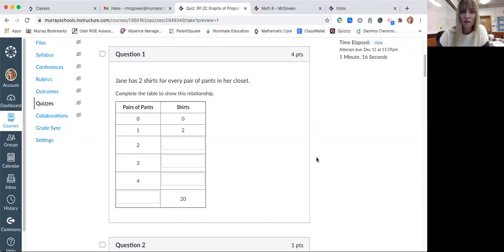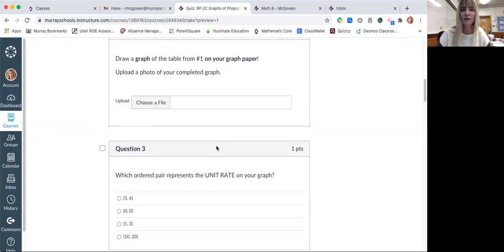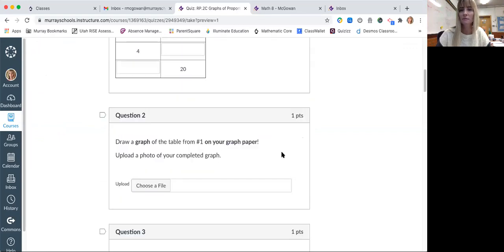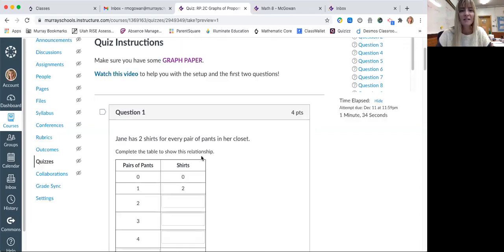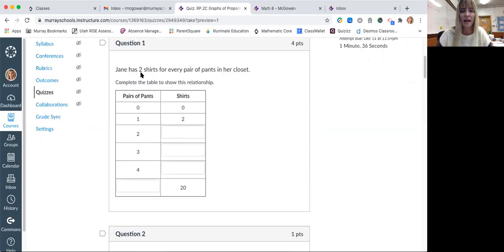All right, guys, let's get started on your quiz. Just to make sure we understand what we're supposed to type in and what we're supposed to do on this quiz, you will need a piece of graph paper, okay? Not for question one, but for a few of these questions. On number one, it says Jane has 2 shirts for every pair of pants in her closet.